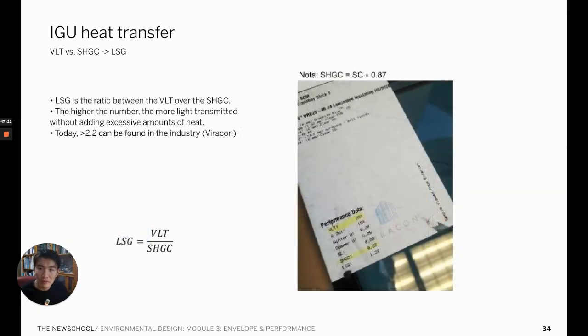Therefore, what we also want to take a look at as an important parameter while selecting a glass is the LSG, which is the light to solar gain factor, which represents the proportion between the visible light transmittance compared to the solar heat gain factor. Therefore, the higher the number, the more we prefer.